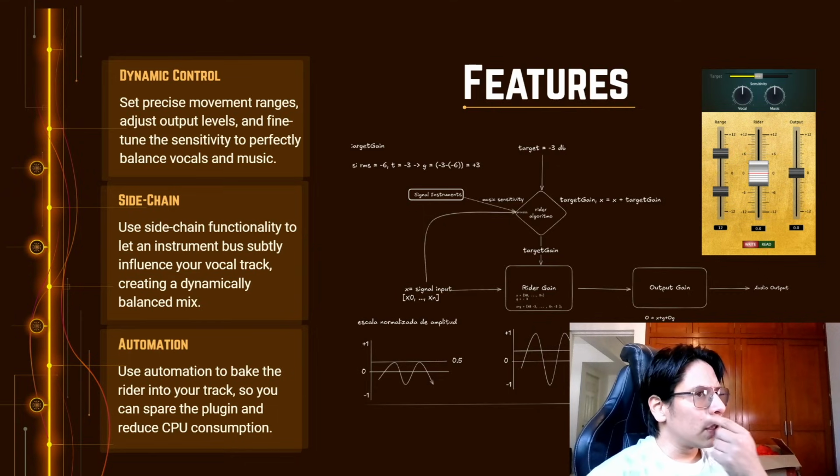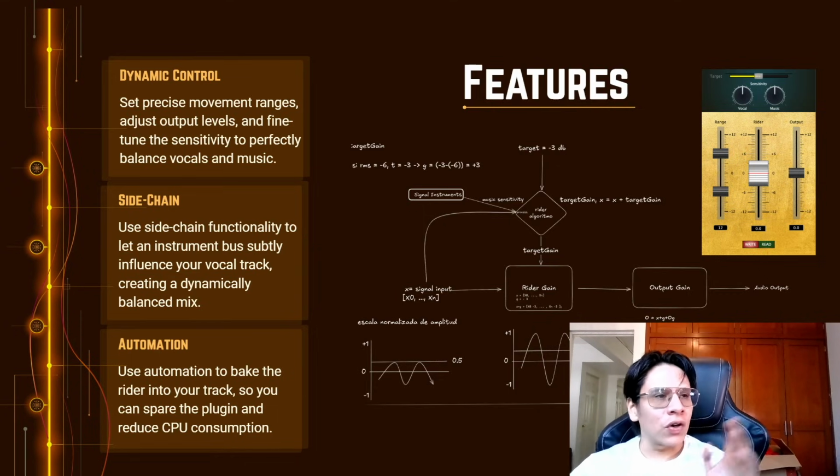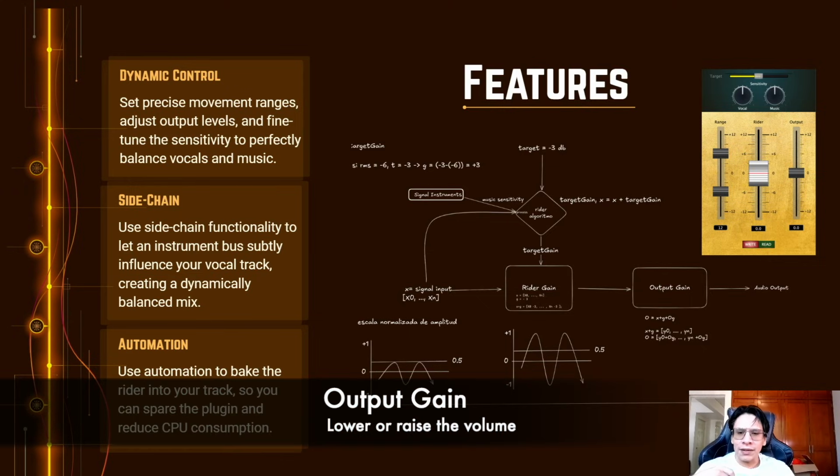Keep going on, you have the output. At the end of your process, you can see the graph, right? You have an output gain, okay? So this output gain will allow you to add and decrease volume at the end of your process. So you can balance your track and then give the push to the end.